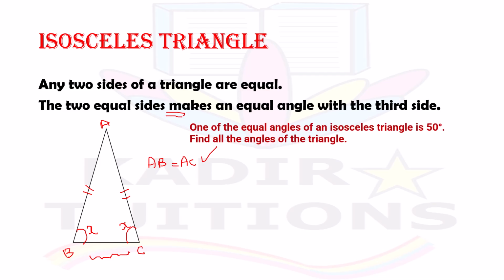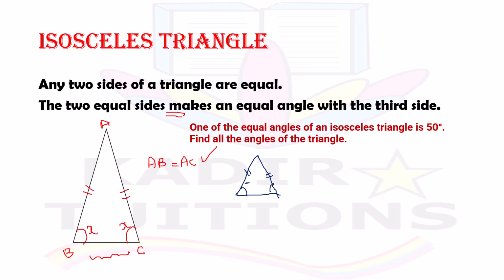Okay, so now here one question I have given. So we'll just see that question. One of the equal angles of an isosceles triangle is 50 degrees. So first I'm drawing here, this is a triangle. So these two angles are equal because these two sides are equal.